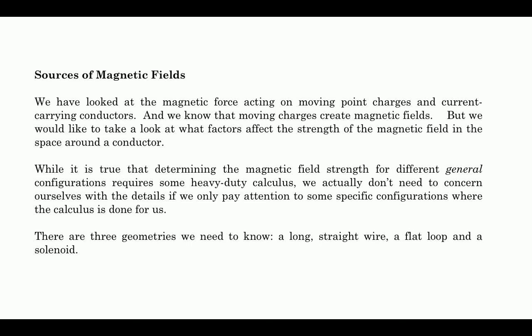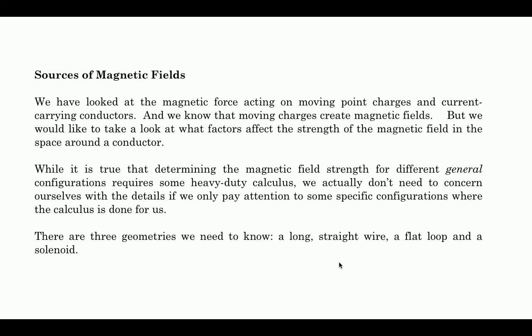The three geometries that we're going to look at are a long straight wire, a flat loop, and a solenoid. And we're going to look at the magnetic field, how big it is, and what it's all about for these three different geometries.